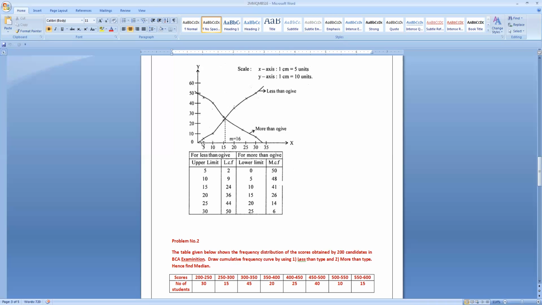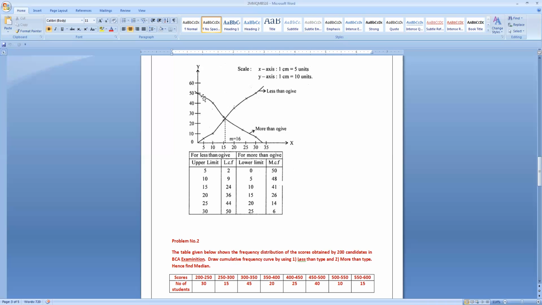Now we draw the less than ogive starting from 0. We join all these points, and we get one curve in the upward direction. Let us go for the more than ogive curve. At 0 the value will be 50, so we mark the point exactly at 50.